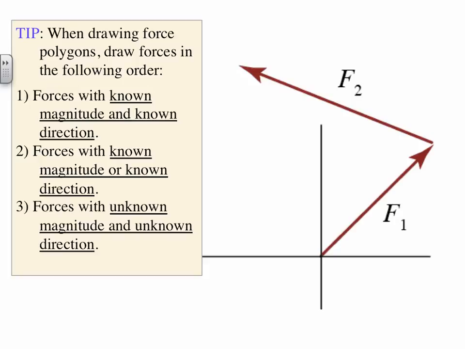polygon. When drawing force polygons, it is recommended to draw forces in the following order. First, forces with known magnitude and known direction are drawn. In the present example, F1 and F2 fall into this category, so we'll begin by including them in the drawing. Forces with either known magnitude or known direction are drawn next. No force in the present example falls into this category. Finally, forces with neither known magnitude nor known direction are added last. Force F3 falls into this category.